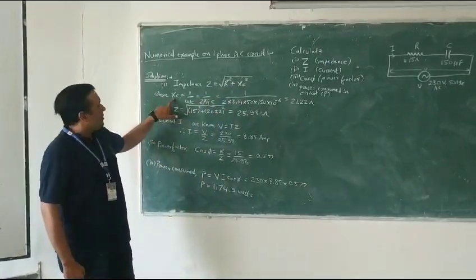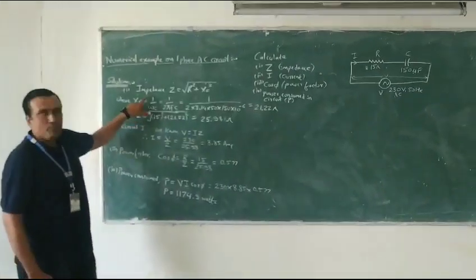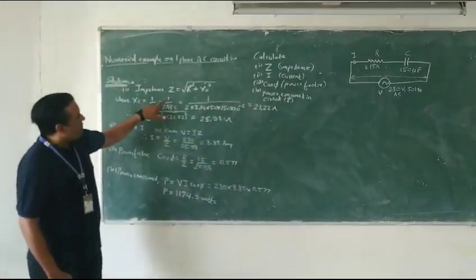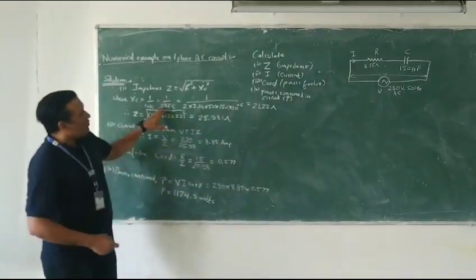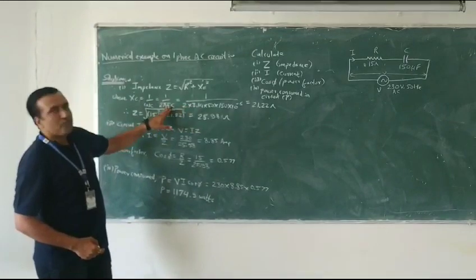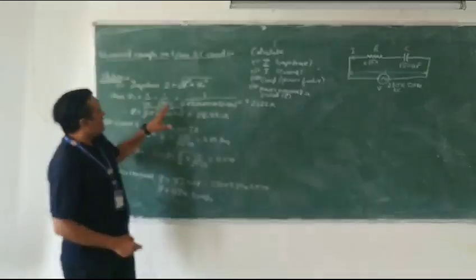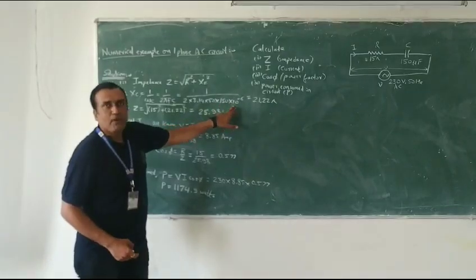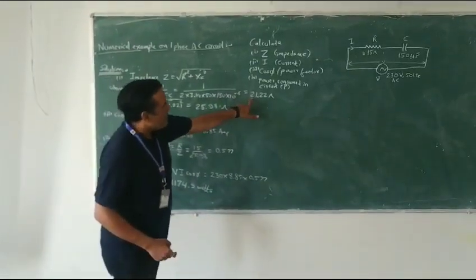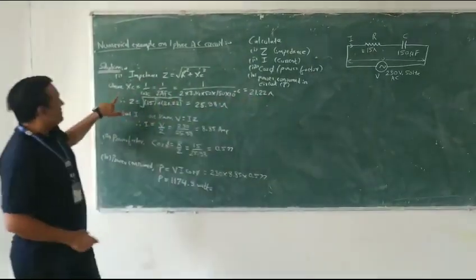We very well know that XC equals 1 over omega C. So 1 over omega C means 1 over 2 pi f C. By putting all the values, pi is 3.14, f is frequency 50 Hz, and this value of C, 150 microfarad, 150 into 10 to the power minus 6, we got 21.22 ohm. This is Z.